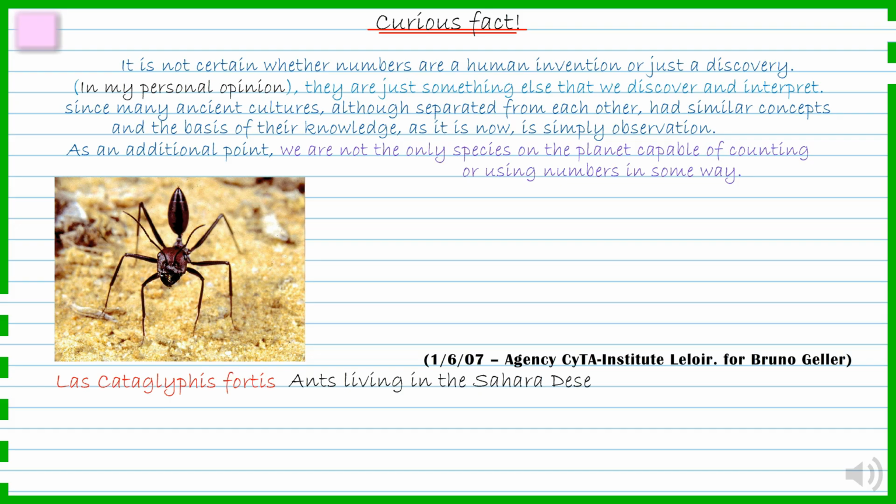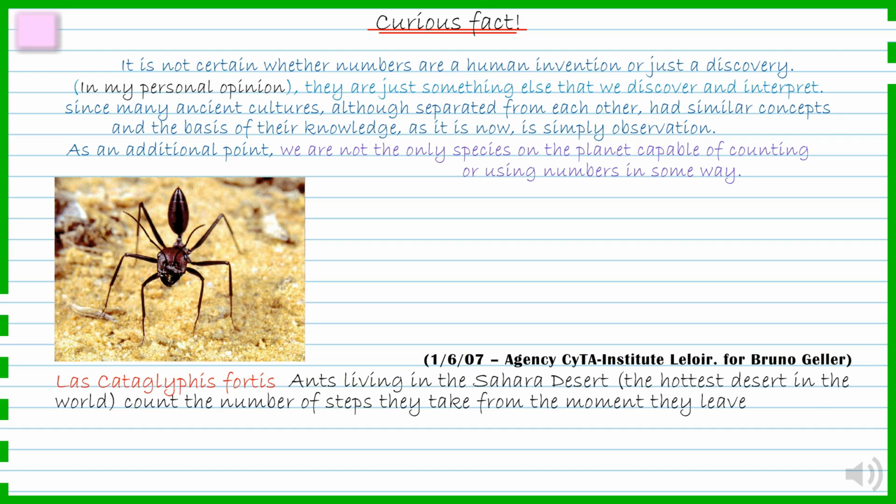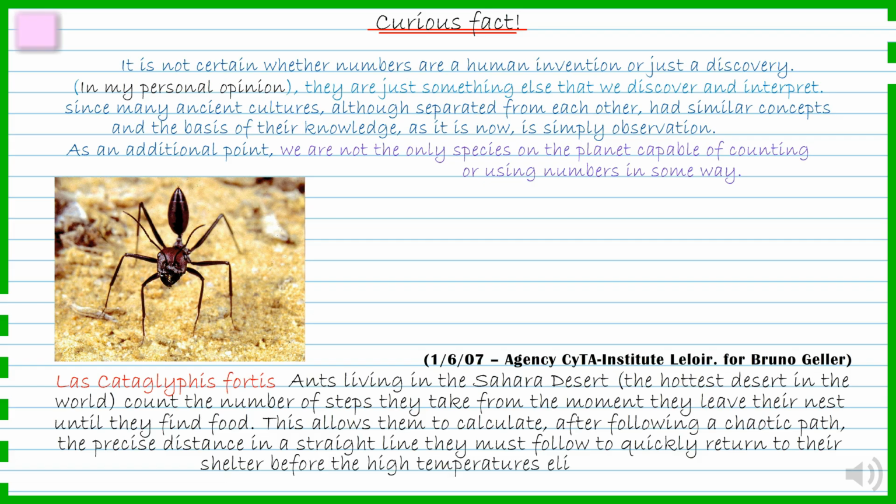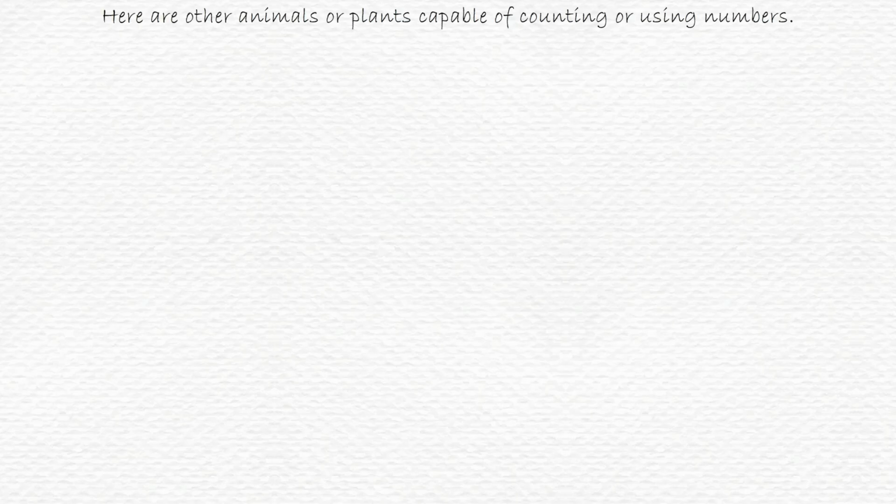Ants living in the Sahara Desert, the hottest desert in the world, count the number of steps they take from the moment they leave their nest until they find food. This allows them to calculate, after following a chaotic path, the precise distance in a straight line they must follow to quickly return to their shelter, before the high temperatures eliminate them. According to research conducted by German and Swiss scientists. Here are other animals or plants, capable of counting or using numbers.